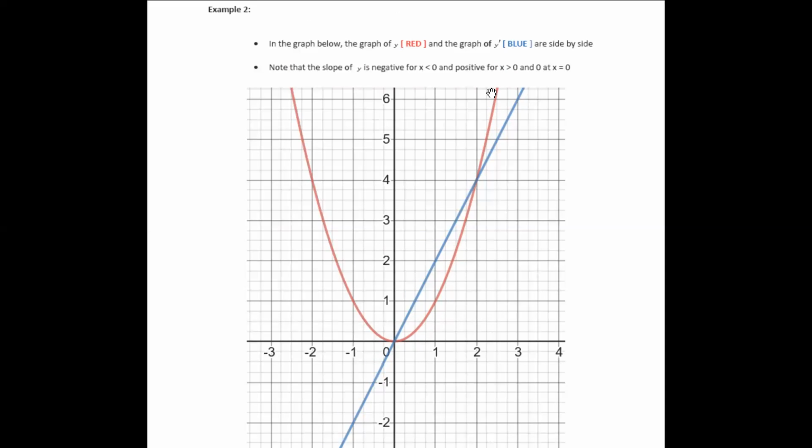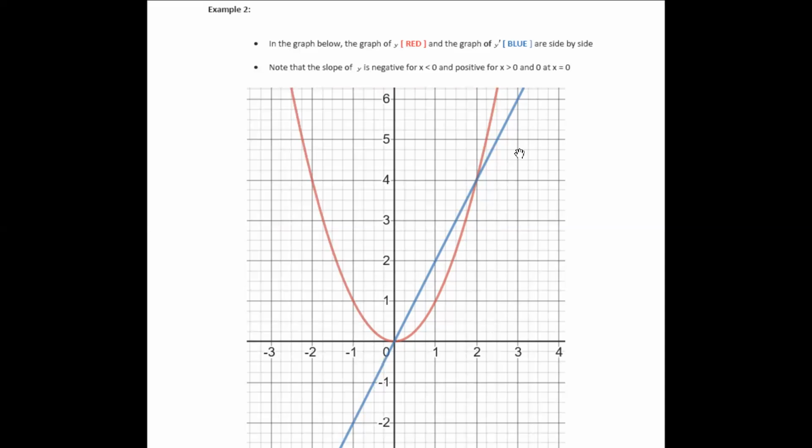Here the slope is positive, so you expect the graph of the derivative, which is a blue line, to be above the x-axis, and it is, and it's getting bigger as you go on up.